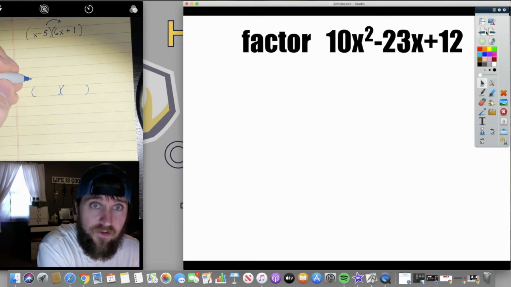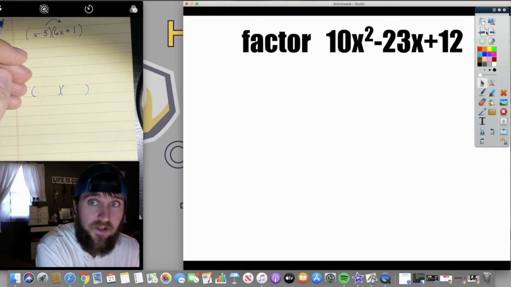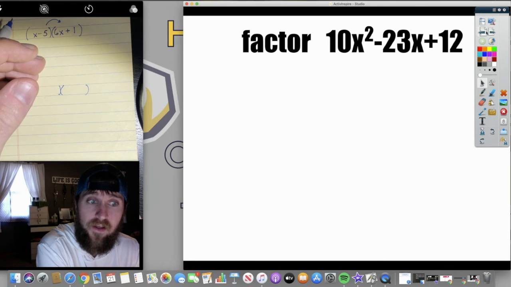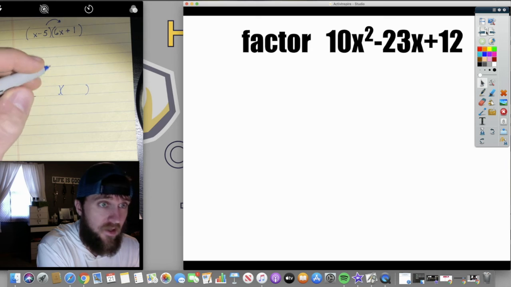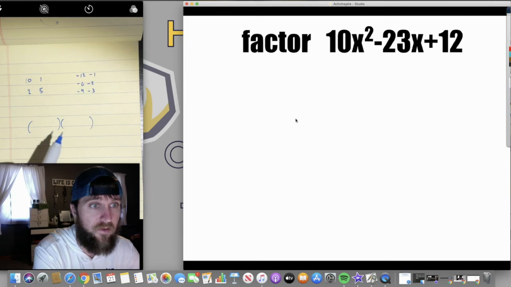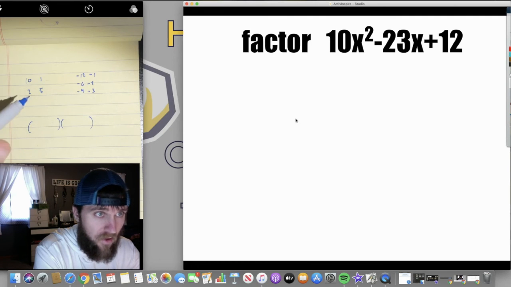Now, why is this one so tricky? Why is this the last example? 12 is not a prime number. 10 is not a prime number. So there are a lot of possibilities of different ways to get 10 and different ways to get 12. And we have that negative thrown in there for the -23, and the different orders.